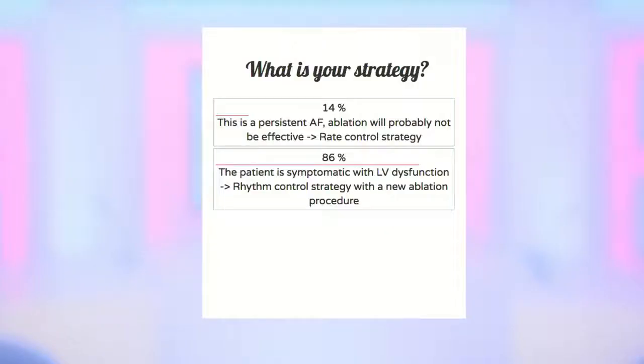And here are the results. 15% of our audience think that this is a persistent AF and rate control strategy will be sufficient. And the overwhelming majority, 86%, think that the patient is symptomatic and a rhythm control strategy with a new ablation procedure should be pursued. So this is also my choice.